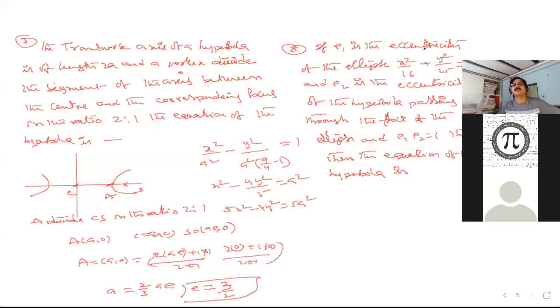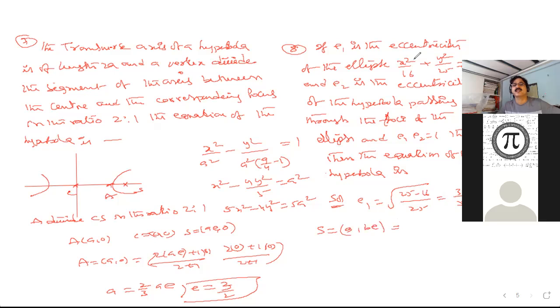Okay, if E1 is the eccentricity of the hyperbola, what he has given here, first statement you see, is the same as the eccentricity of this ellipse. In the case of the ellipse, E1 you know very well, this is the square root of 25 minus 16 by 25. So that is 3 by 5 you are getting, sir. E2 is the eccentricity of the hyperbola passing through the foci of the ellipse. Acha, foci of the ellipse we have to find. What is that? A E comma 0 and B.